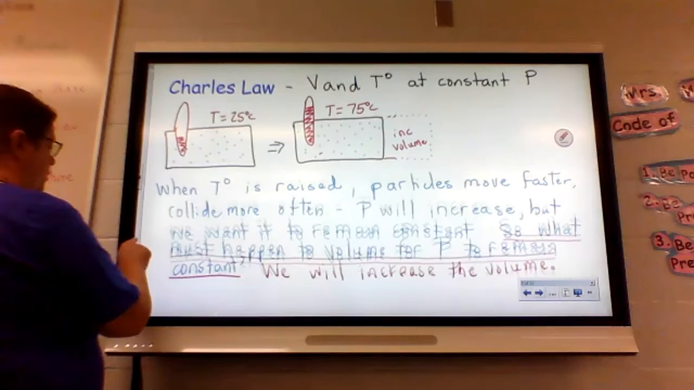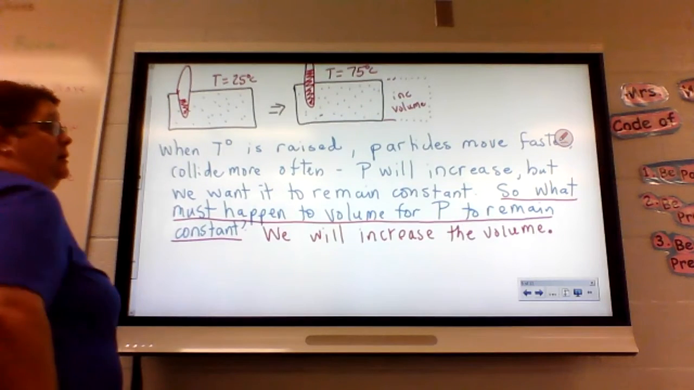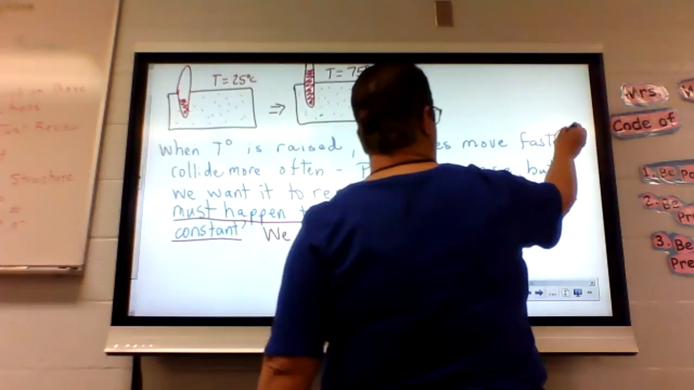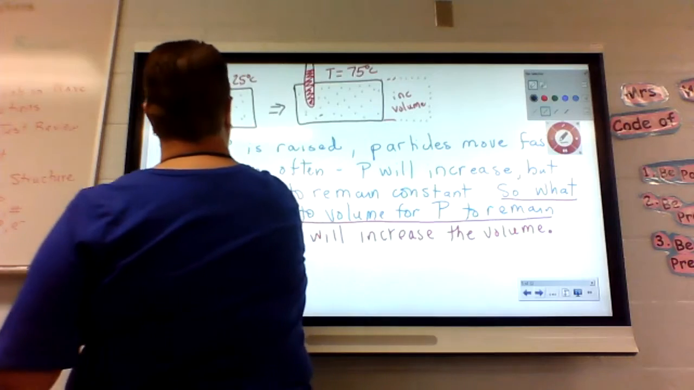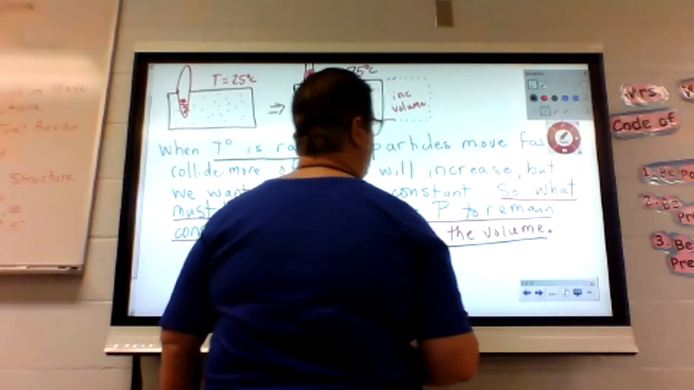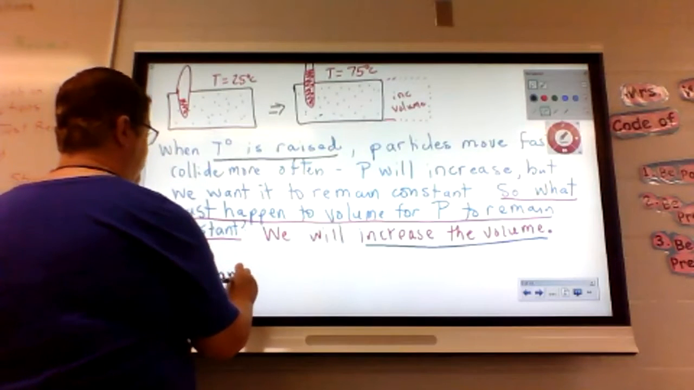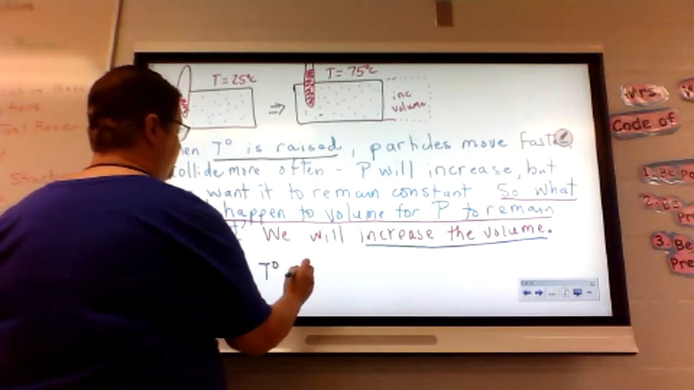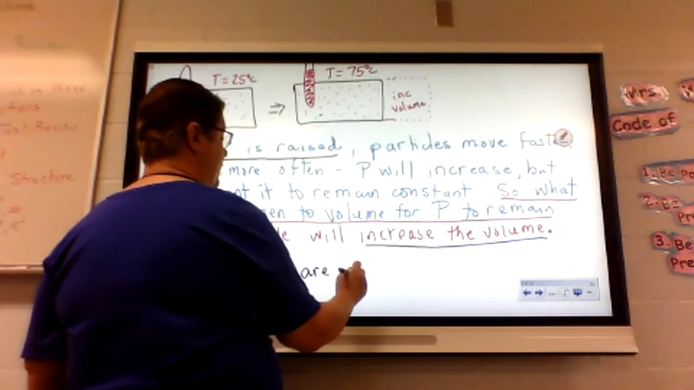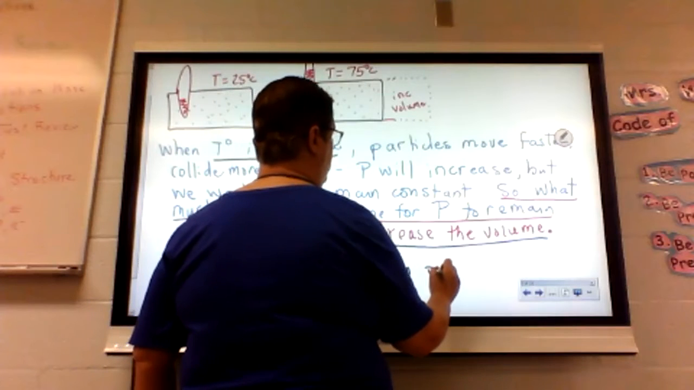So, are they directly or inversely proportional? What happened to temperature? It increased. What happened to volume? It increased, therefore it's directly proportional. So volume and temperature are directly proportional.